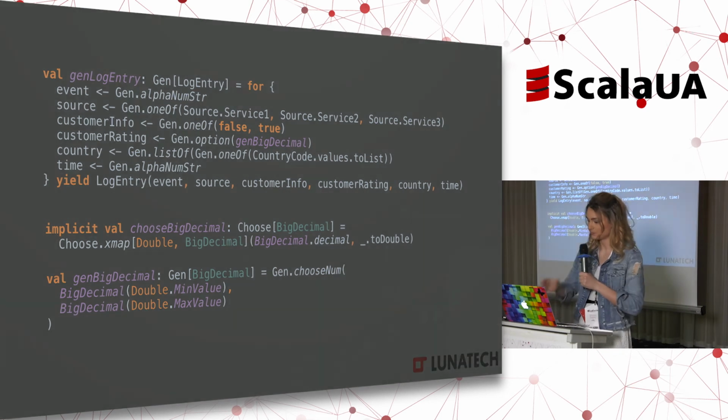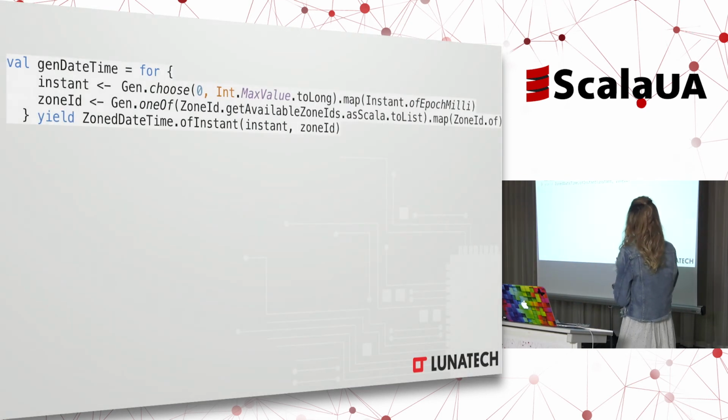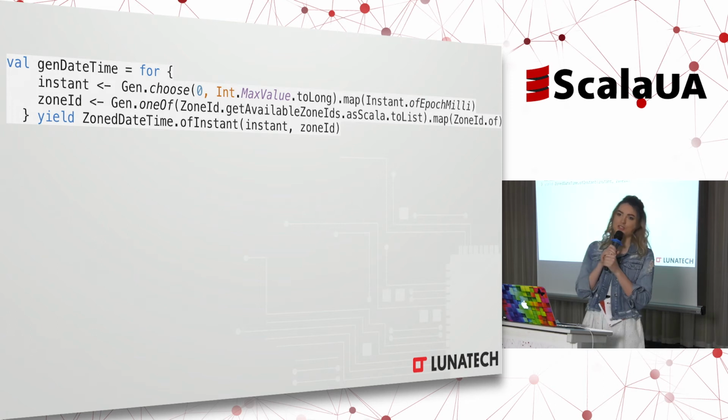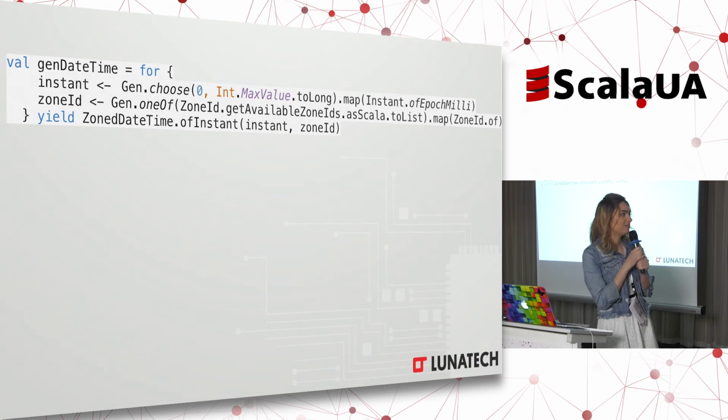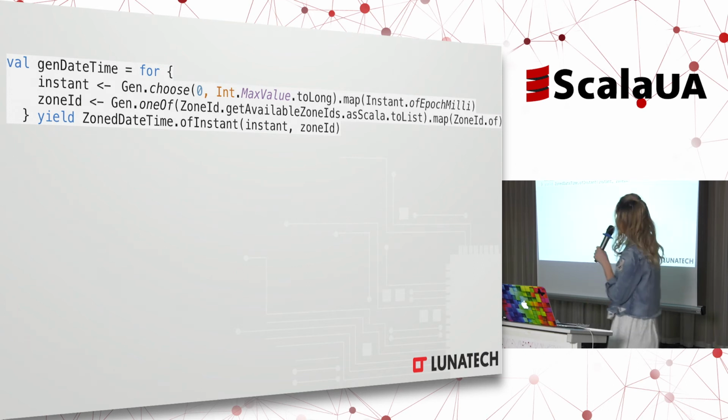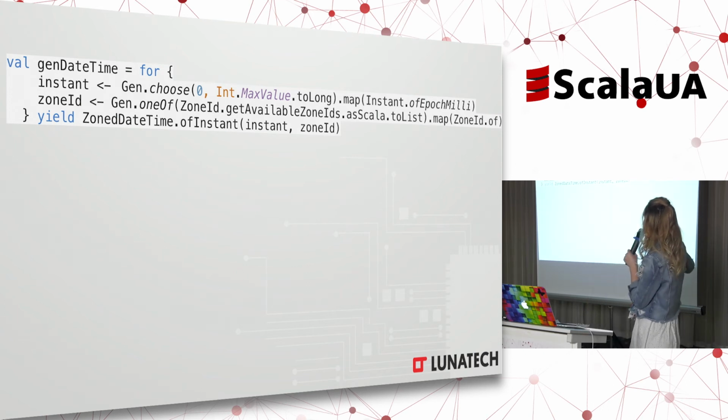So I needed a generator for the datetime, and I came up with this maybe not the nicest solution, but it was working. So to construct the ZonedDateTime, I need to use the Instant, and I should have passed the zone ID.